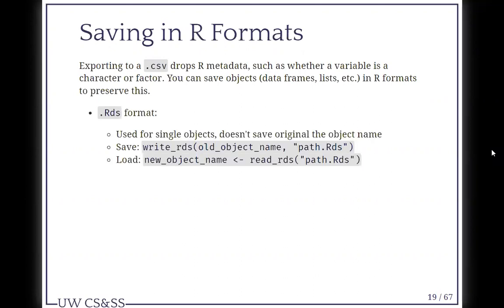You can save things as a .rds format. This is used for single objects. And note, it doesn't save the original object name. So if you want to save it, you'll say write RDS, the old object name, and specify the path. And then when you want to load it back on, you need to assign it to an object. So say new object name and assign it read RDS, the path to that document.